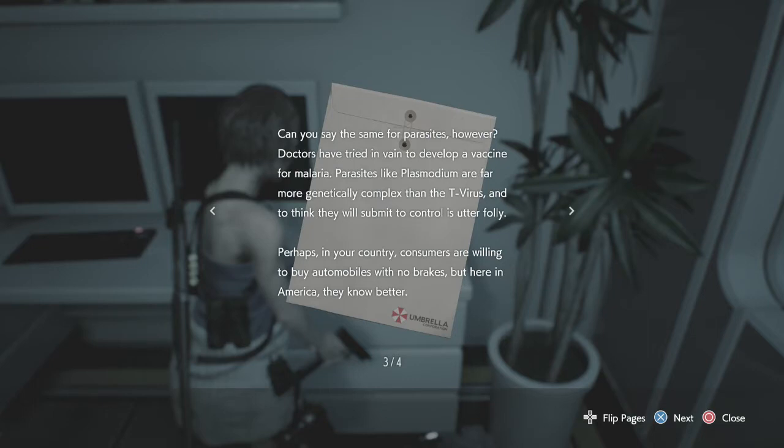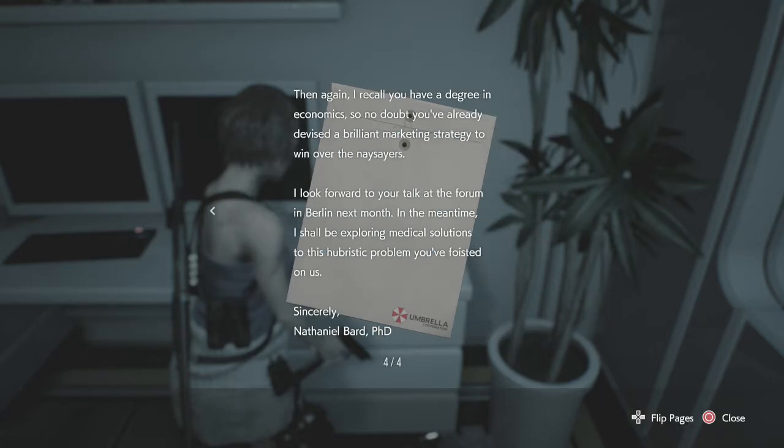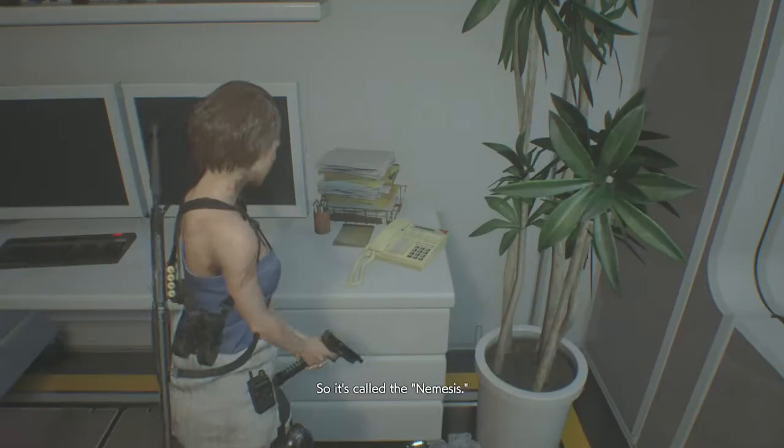Can you say the same for parasites, however? Doctors have tried in vain to develop a vaccine for malaria. Parasites like Plasmodium are far more genetically complex than the T-virus, and to think they will submit to control is utter folly. Perhaps in your country, consumers are willing to buy automobiles with no brakes, but here in America, they know better. Then again, I recall you have a degree in economics, so no doubt you've already devised a brilliant marketing strategy to win over the naysayers. I look forward to your talk at the forum in Berlin next month. In the meantime, I shall be exploring medical solutions to this humoristic problem you've foisted on us. Sincerely, Nathaniel Bard, PhD. Nemesis.